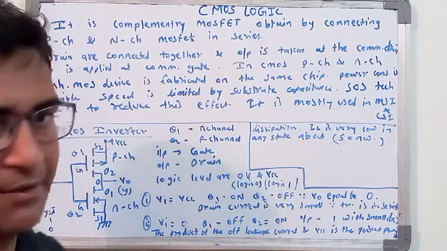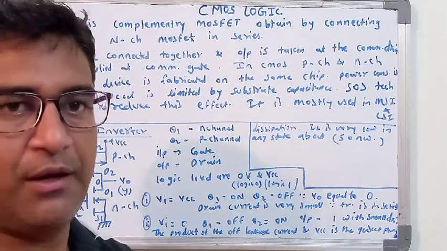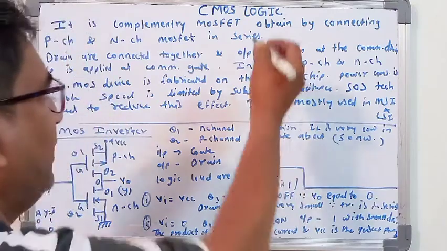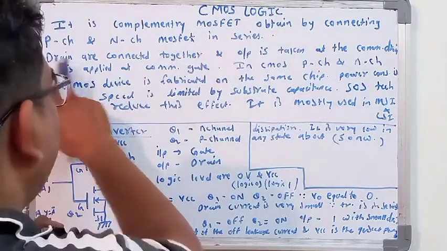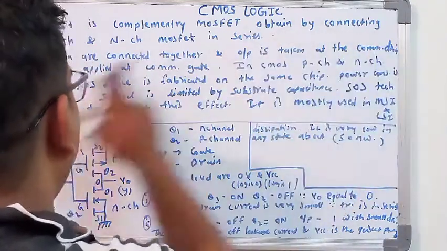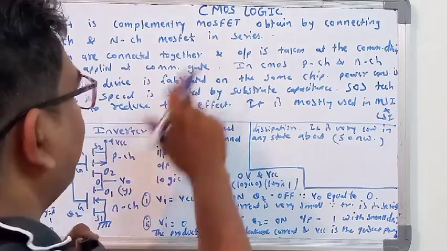We have to connect the transistors, that is the P channel and the N channel, and they are always connected in series. The drains are connected together and the output is taken at the common drain. Input is applied to the common gate.